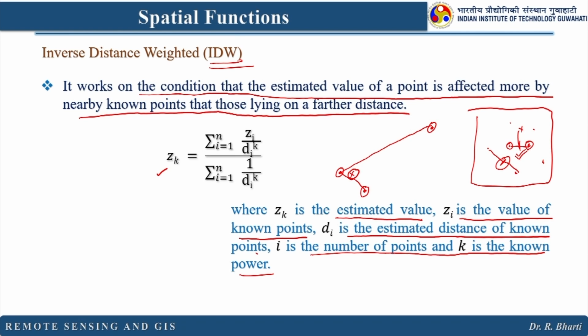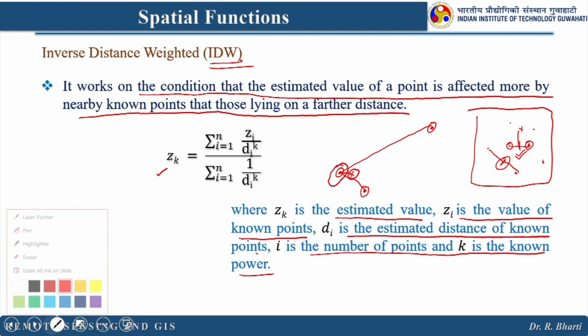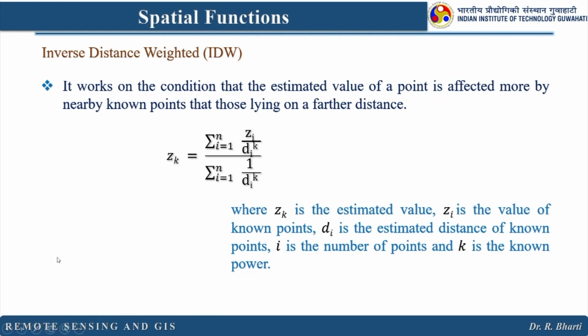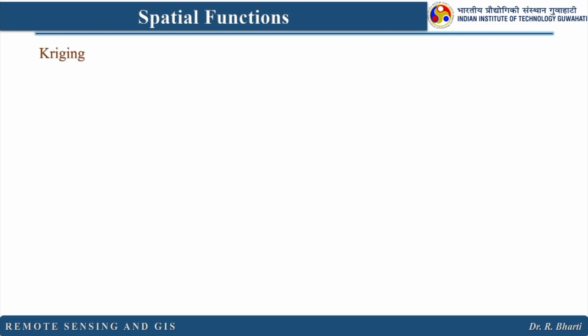So it is expected that the weightage of this particular point should be more on this location. Why? Because it is near to this position. So that's why we started thinking towards this distance weightage. As the distance is decreasing, the weightage will increase. As the distance is increasing, the weightage will decrease.